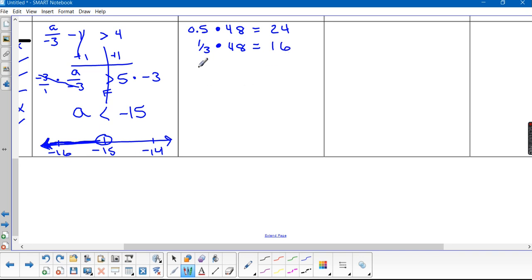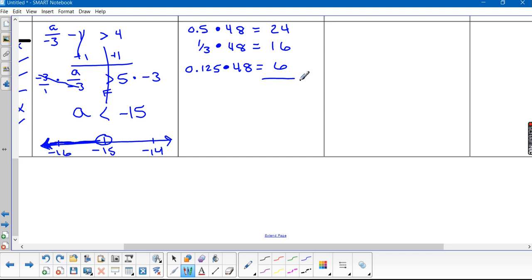Then the 1/8, to be honest with you, I know that an eighth is 0.125. I can change it to a decimal and multiply it, or I can leave it as 1 divided by 8 times 48. Doesn't matter. Whichever way you want to do it's cool. When I do that in my calculator, I end up with 6.